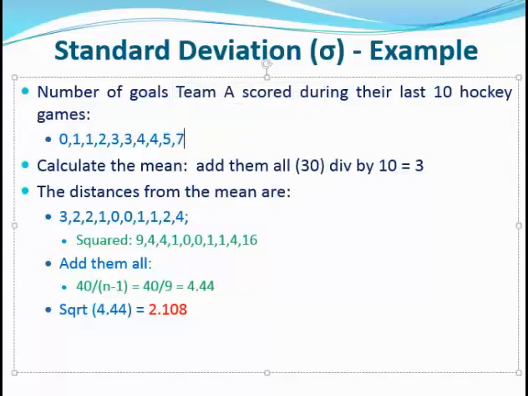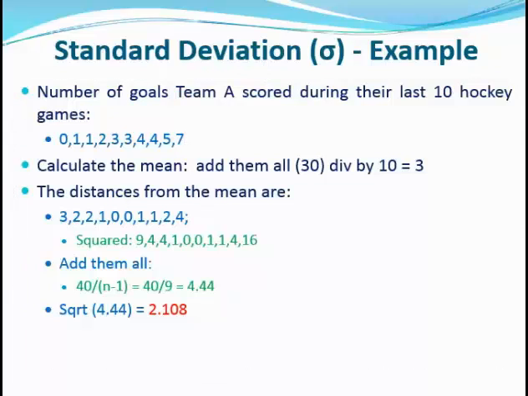And 7 is, of course, 4 away from the mean. It makes no difference which direction, whether it's higher or lower. In fact, if you do it mathematically and square it, you'll see that whether you use the negative or positive makes no difference, because when you square something, you always get a positive result.